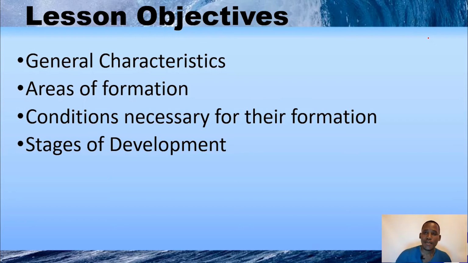Now let's first explain our objectives before we get into the real stuff. By the end of this lesson, we should be able to discuss and explain the general characteristics of our cyclones. Then we're going to look at the areas of formation: where exactly do these cyclones form and are found? Then we're going to explain the recipe for these cyclones to form, the conditions necessary for the formation. Then lastly, we're going to look at the 4 stages of development: the initial stage, the mature stage, the occluded stage, plus the dissipating stage. Right, now let's get started.